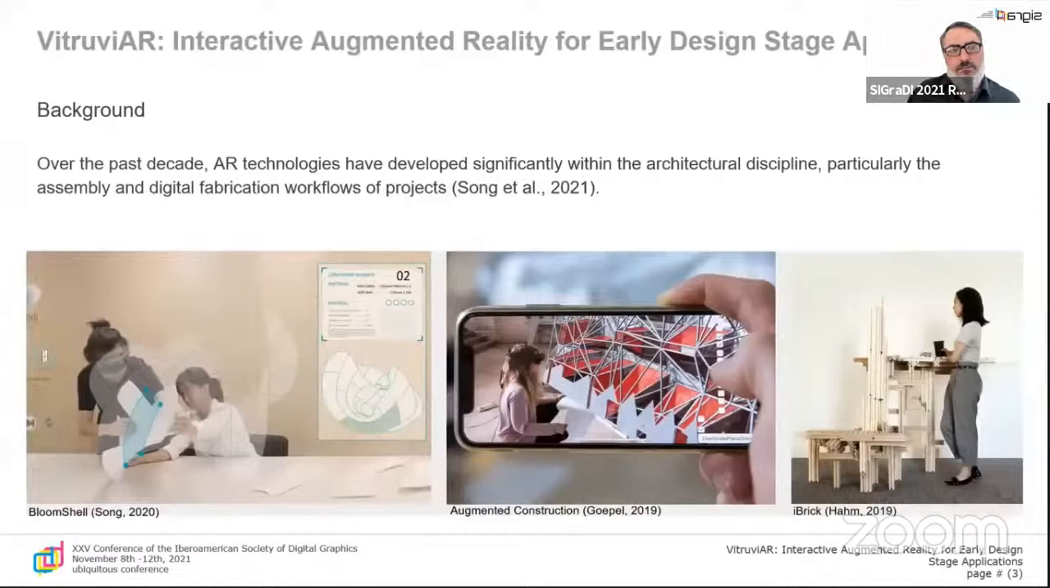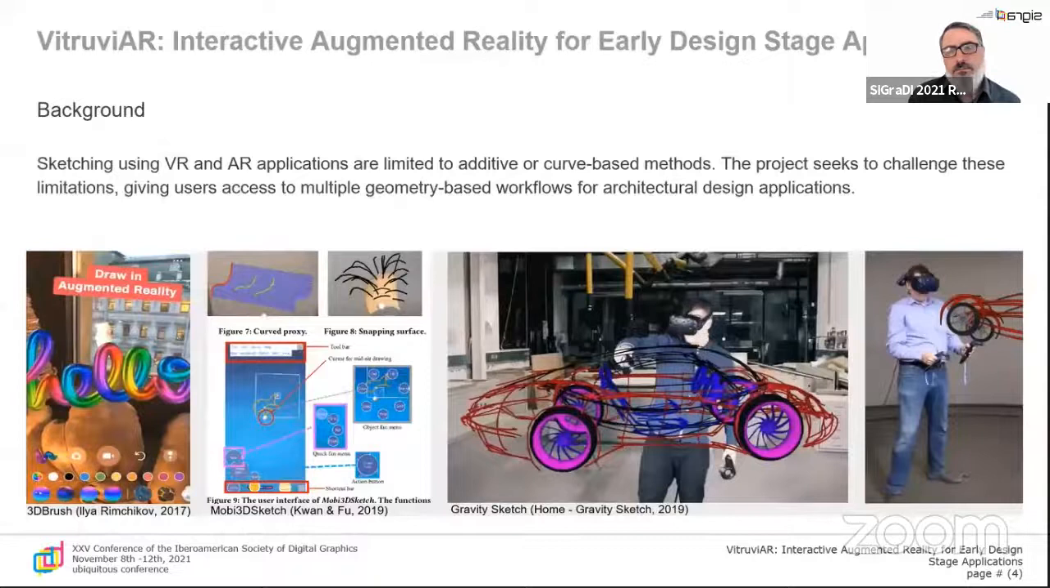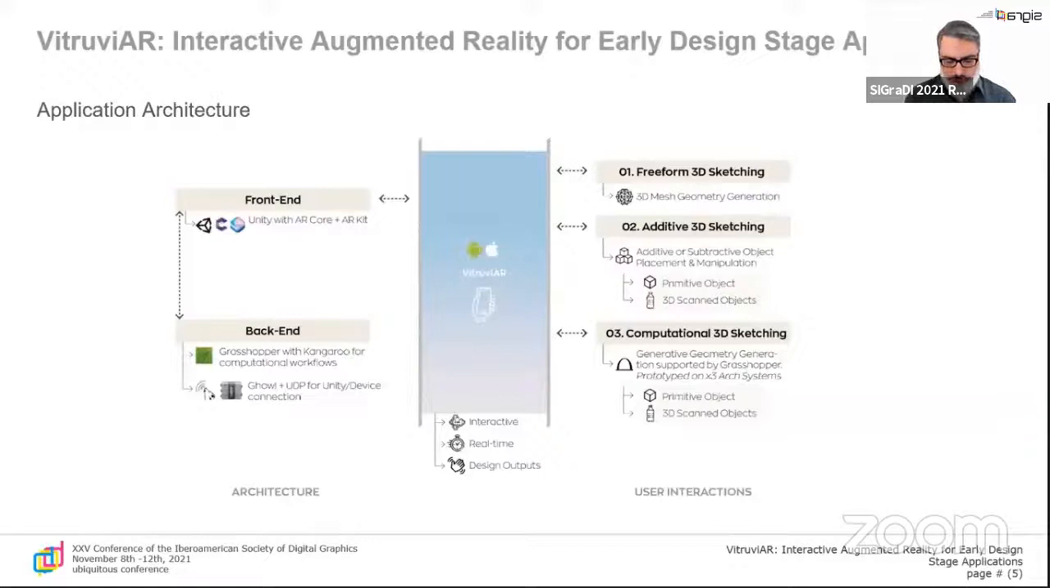However, existing sketching tools provide limited sketching methods, making it challenging for users to interact with the physical world in different ways. Thus, the project's first ambition is to challenge these limitations, giving access to all users, suggesting three different sketching methods utilizing ubiquitous devices such as a smartphone or a tablet. Also, this project seeks to provide architectural assembly tools and integrate different design programs and workflows such as Grasshopper and Unity. This project used a smartphone and PC to provide multiple early design stage workflows, more accessible and inclusive.